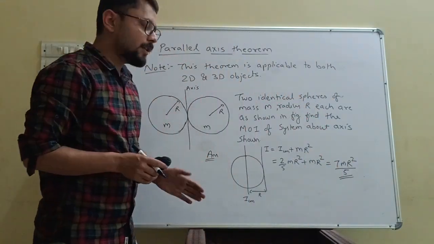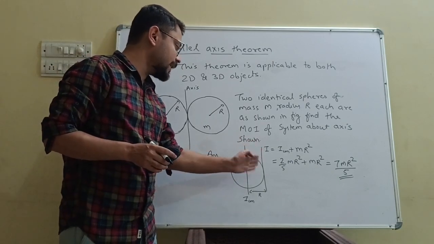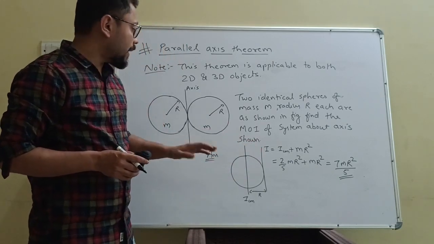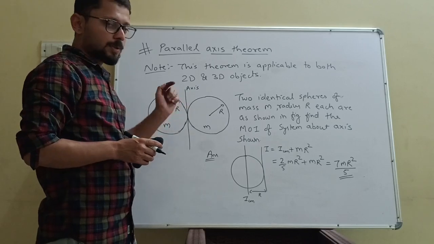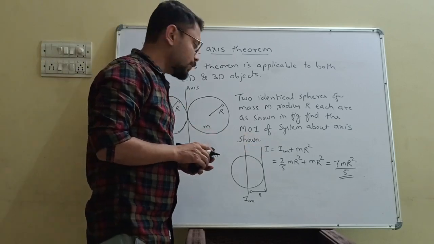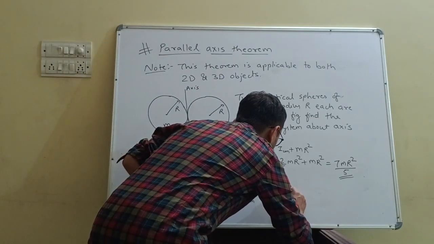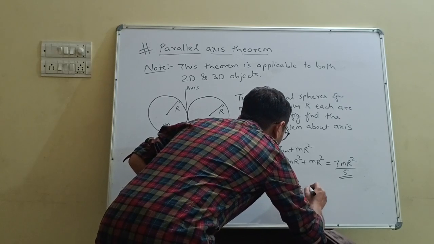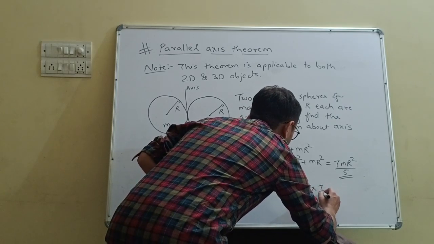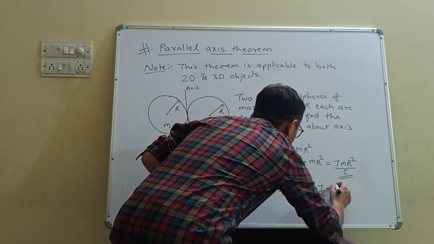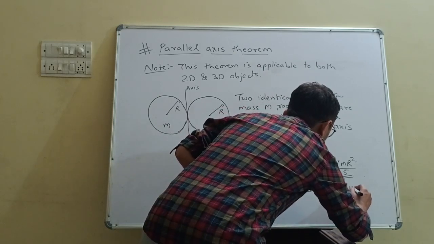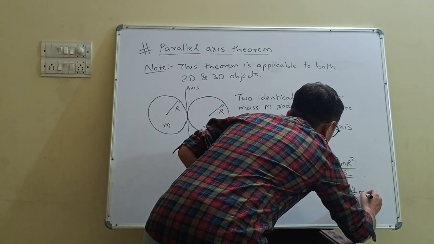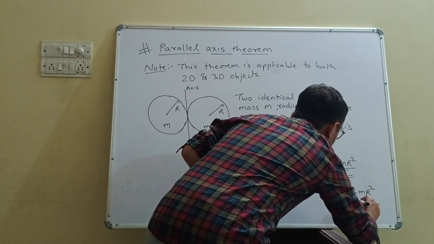But this is moment of inertia of only one sphere about this axis, right? But I need the moment of inertia of two spheres about this axis, so I will simply multiply it by 2. So the total moment of inertia will be equal to 2 times 7 by 5 mr square. So this will become 14 by 5 mr square.